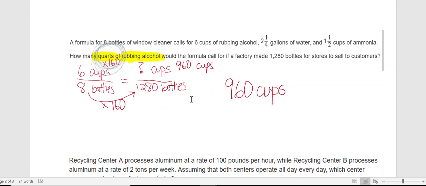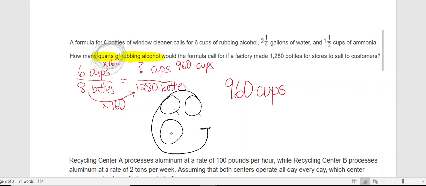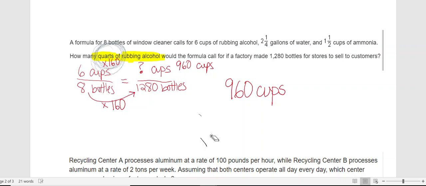One way I do this is I use something I call Gallon Man. The big G represents 1 gallon. And then there are 4 quarts in 1 gallon. There are 2 pints in each quart. And there are 2 cups. I should have made that a little bit bigger here. I'll try that again.